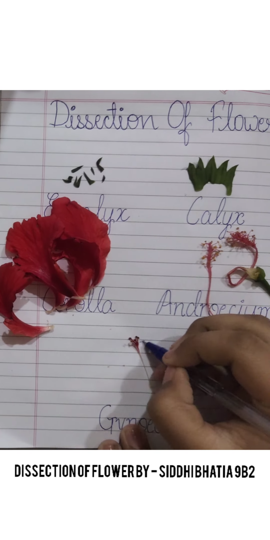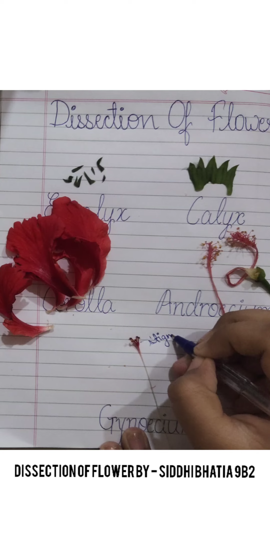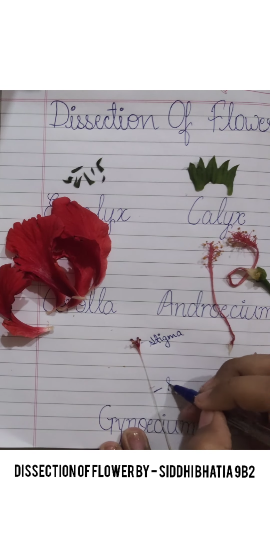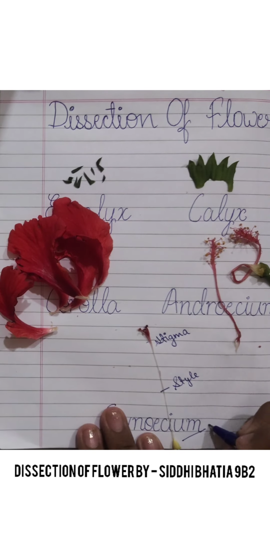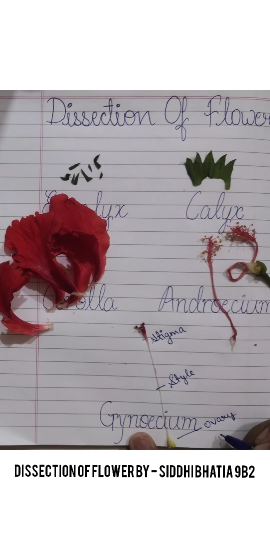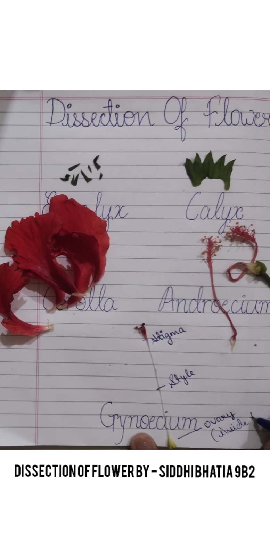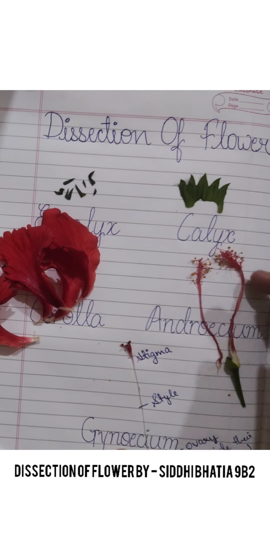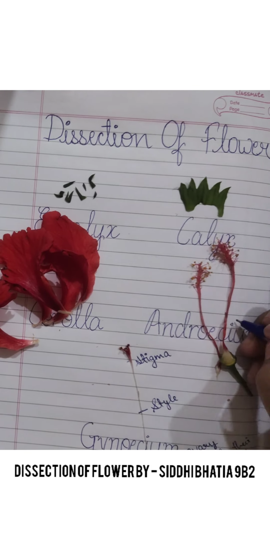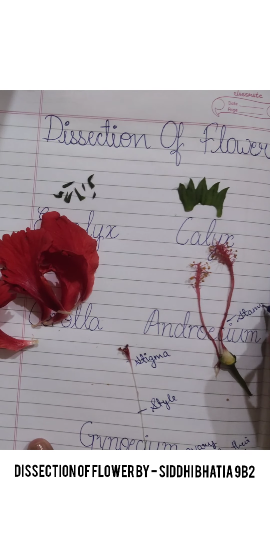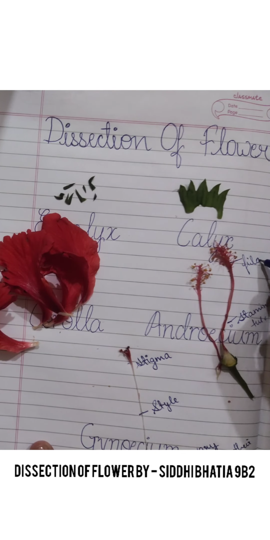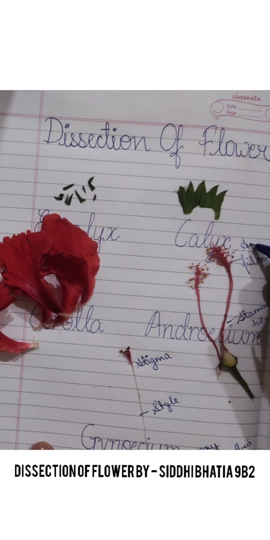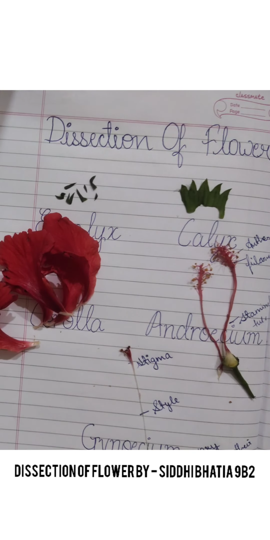This is stigma. This is style. This is ovary, and inside that there are ovules present. Now let's label the male part. This is staminal tube. And this is filament, and at the tip of the filament there is anther, inside which pollen grains are present.